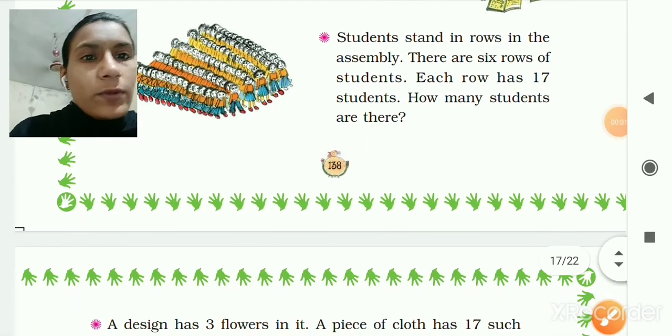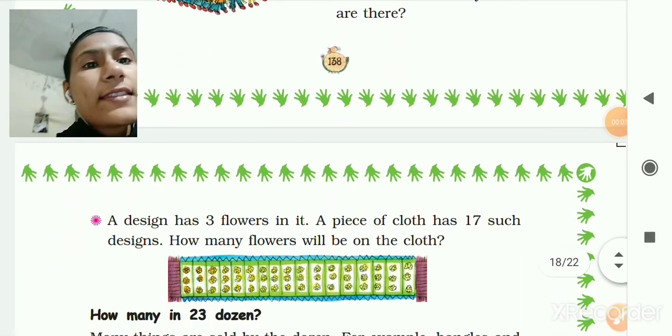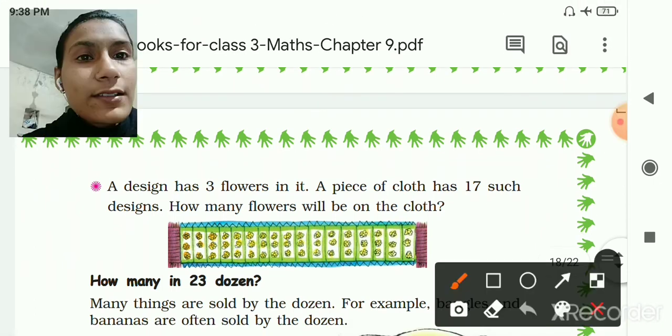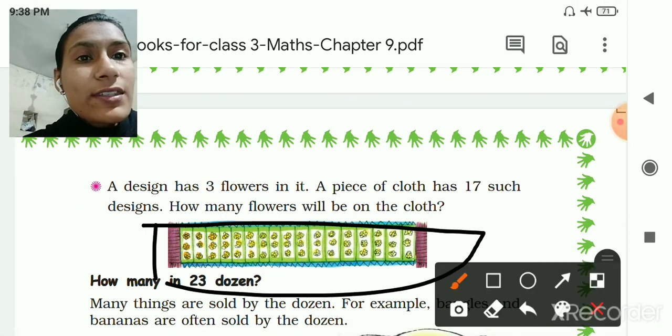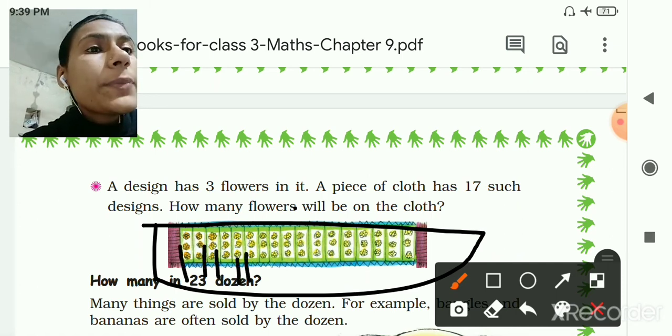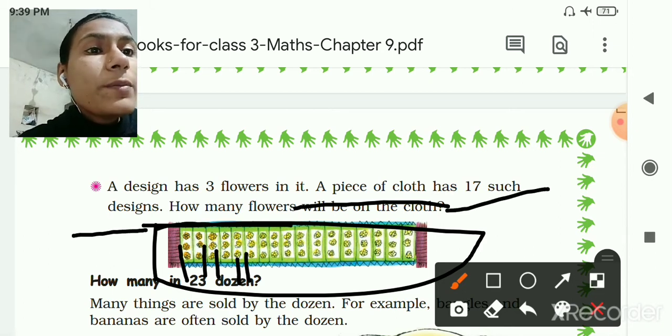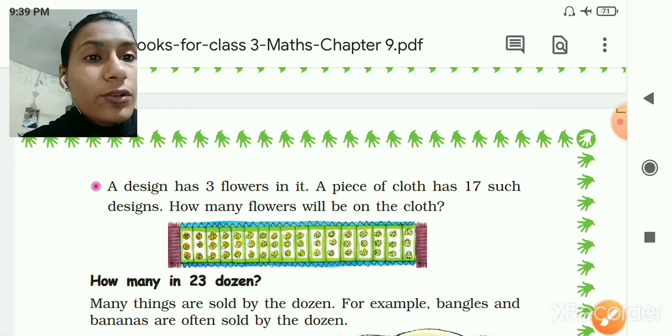Then next one, let's see. A design has 3 flowers in it. You can see this design here. This design has 3 flowers. You can see here 3, 3, 3, 3, 3. A piece of cloth has 17 such designs. So how many flowers will be on this cloth?